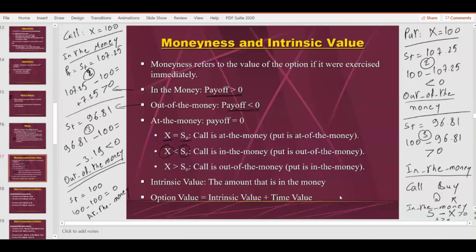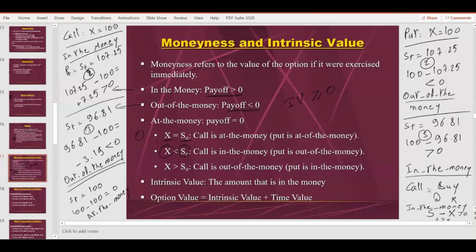Now, the intrinsic value is mainly the amount that is in the money. So for the first case here, the call is at the money, the intrinsic value is equal to 0. And in case the call or the put were out of the money, also the intrinsic value is 0. The intrinsic value is always greater than or equal to 0.